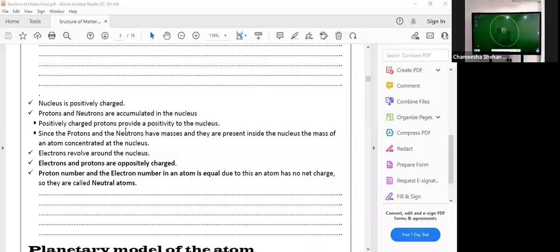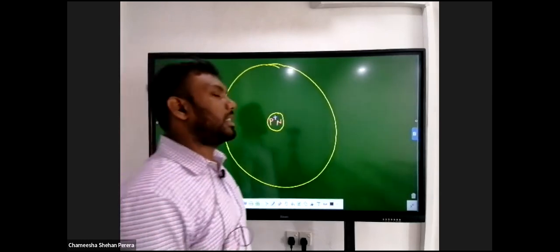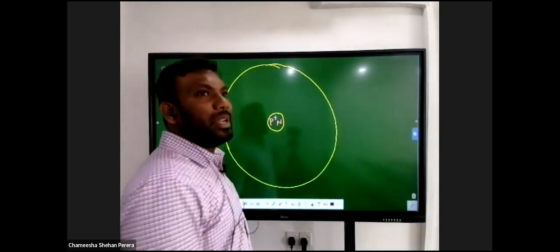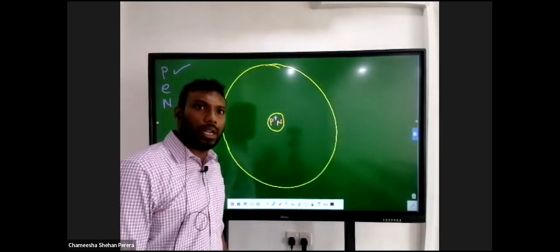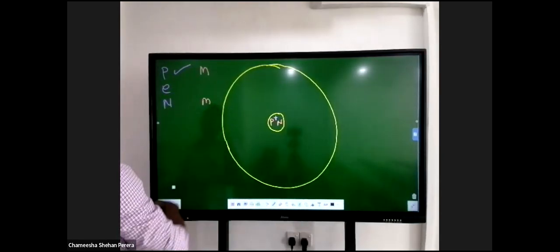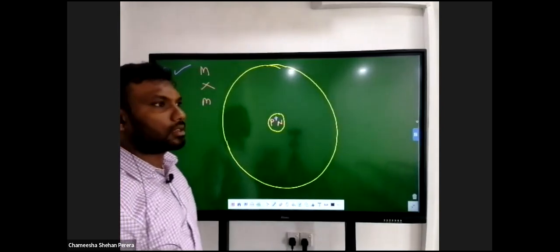Next thing. Since protons and neutrons have mass and are present inside the nucleus, the mass of the atom is concentrated in the nucleus. Up to now, only protons and neutrons are present inside the nucleus. Actually, for your understanding, I would say that the electrons are not inside the nucleus. Electrons are somewhere else; I'll mention it. Protons had a mass, neutrons had a mass, but electrons had no mass. Can you remember? We considered them to be negligible mass carriers, right?